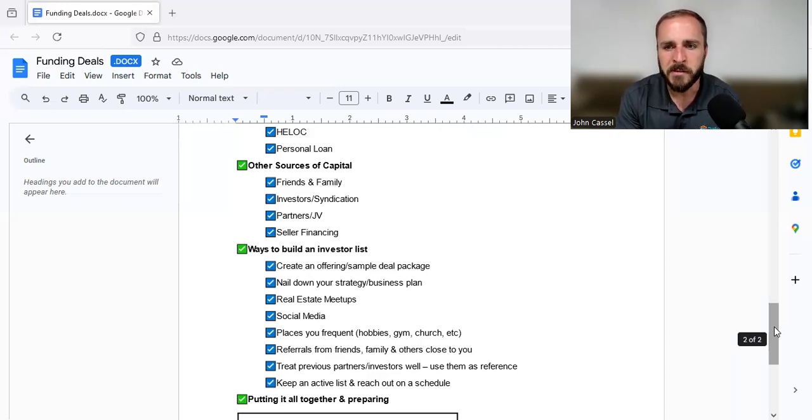But some places you can meet investors, real estate meetups are great. You can meet other actual investors, people that are investing, but also that can give you contacts to people that want to put money in deals and are looking for people that are actively finding deals and working on them. They just want to be a big money player, but want you to do most of the work. So that could be a good place to find people.